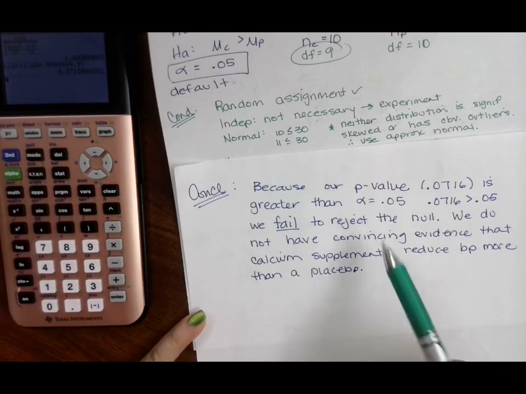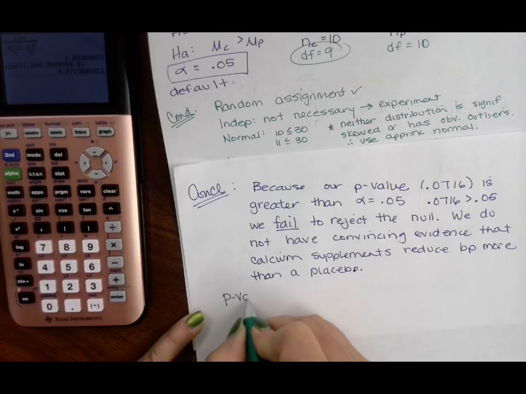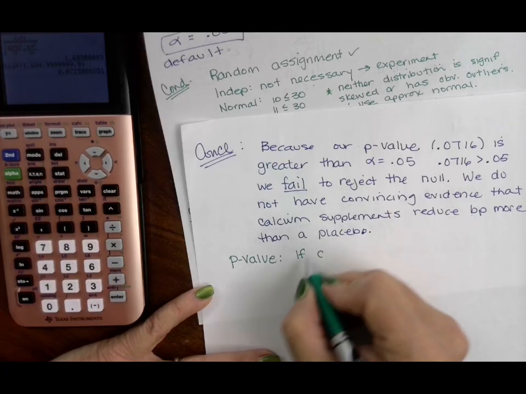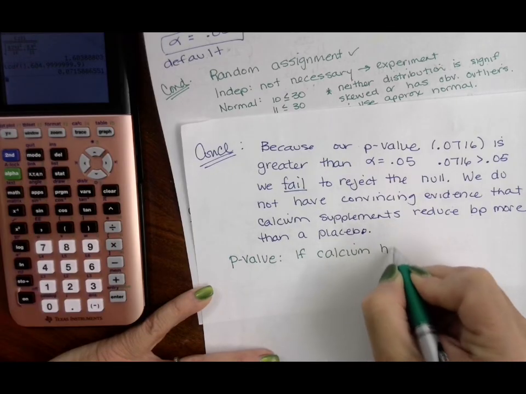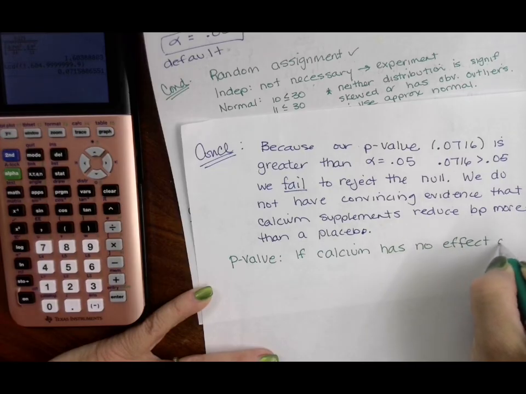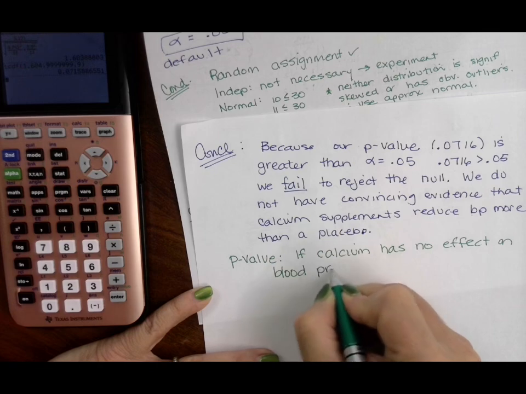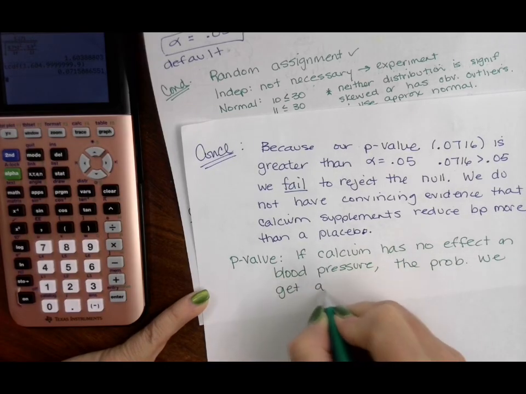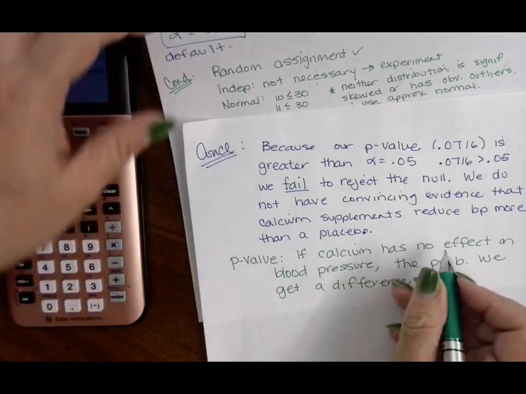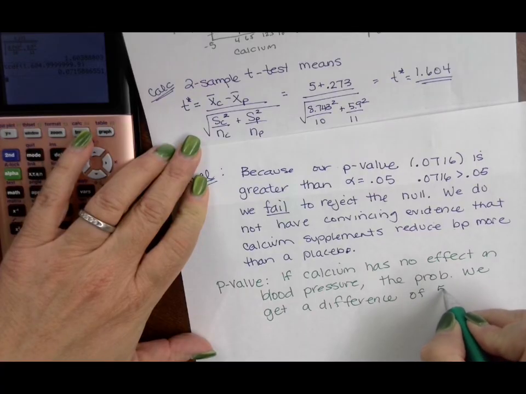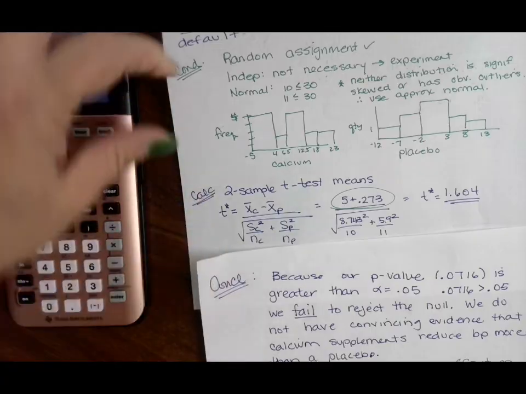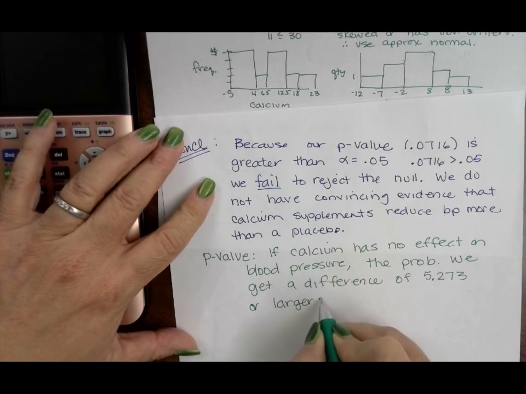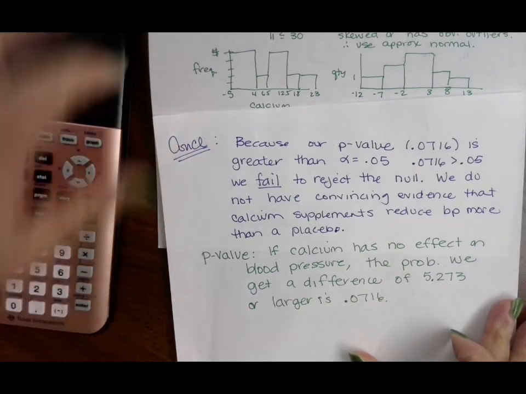What we did is we said that we failed to reject the null, but if I talk specifically about my p-value, what I have here is that if calcium has no effect on blood pressure, the probability we get a difference of 5.273, that's this number right here, that's the difference in my means, the probability we get a difference of 5.273 or larger is 0.0716.